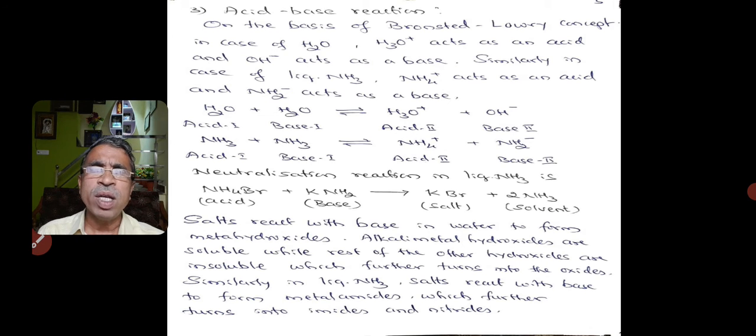This is a very important point to be remembered, dear students. When you hear ammonium bromide, you have in your mind that it is a salt. But ammonium bromide is an acid in liquid ammonia. Like ammonium sulfate, which is just like H2SO4. Ammonium chloride is just like HCl. Ammonium nitrate is just like HNO3.